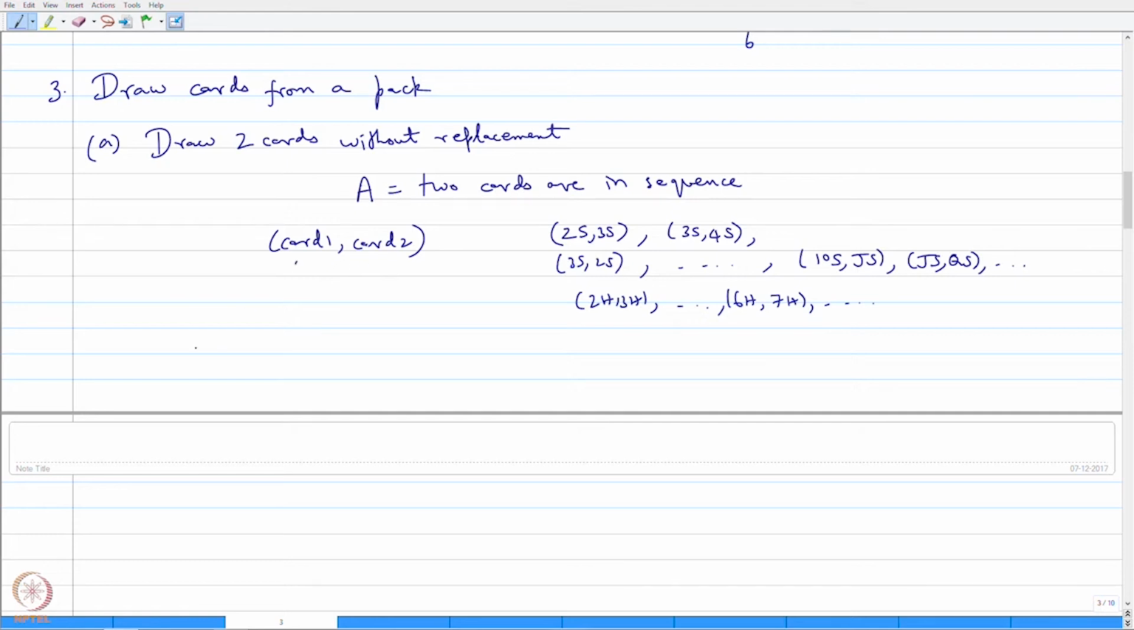So, for instance, suppose card 1 is say 2 spades. Then if you want a sequence, this will imply card 2 is 3 spades. Only then you will have a sequence. Otherwise you will not have a sequence. Now, suppose card 1 is 7 spades, this will imply card 2 is either 6 spades or 8 spades.